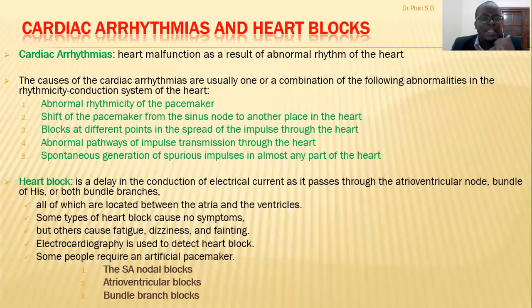So heart block is a delay in the conduction of electrical current as it passes through the atrioventricular node, the bundle of His, or both bundle branches. So you can have a partial block or a complete block, all of which are located between the atria and the ventricle. You know to say the normal conductive system of the heart is between the atria and the ventricle. So the blockade is between the atria and the ventricle. This is where you find heart blocks.